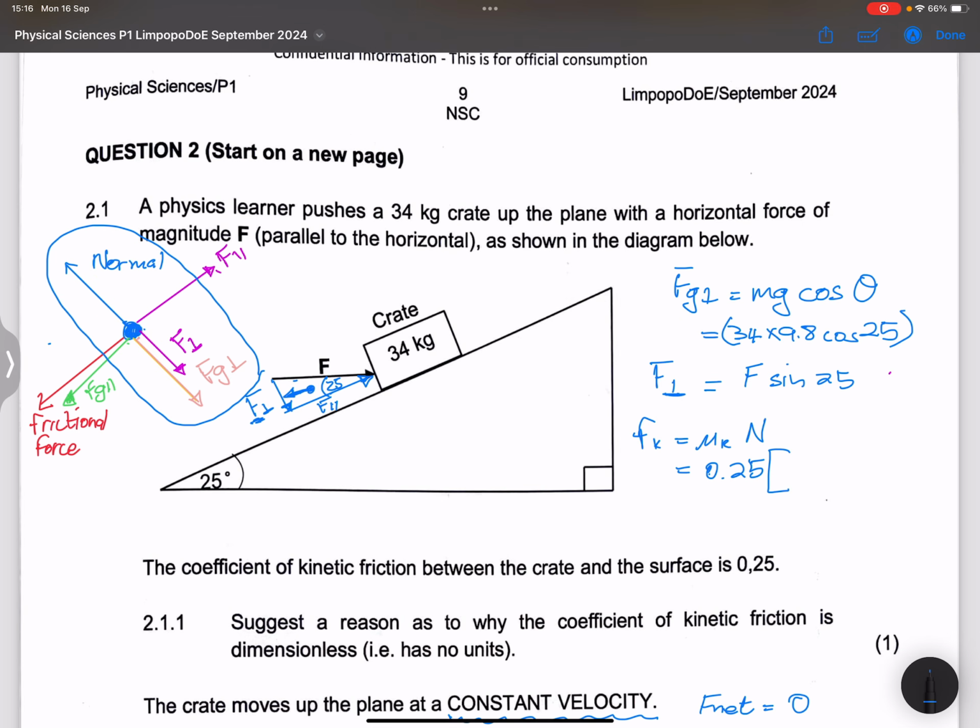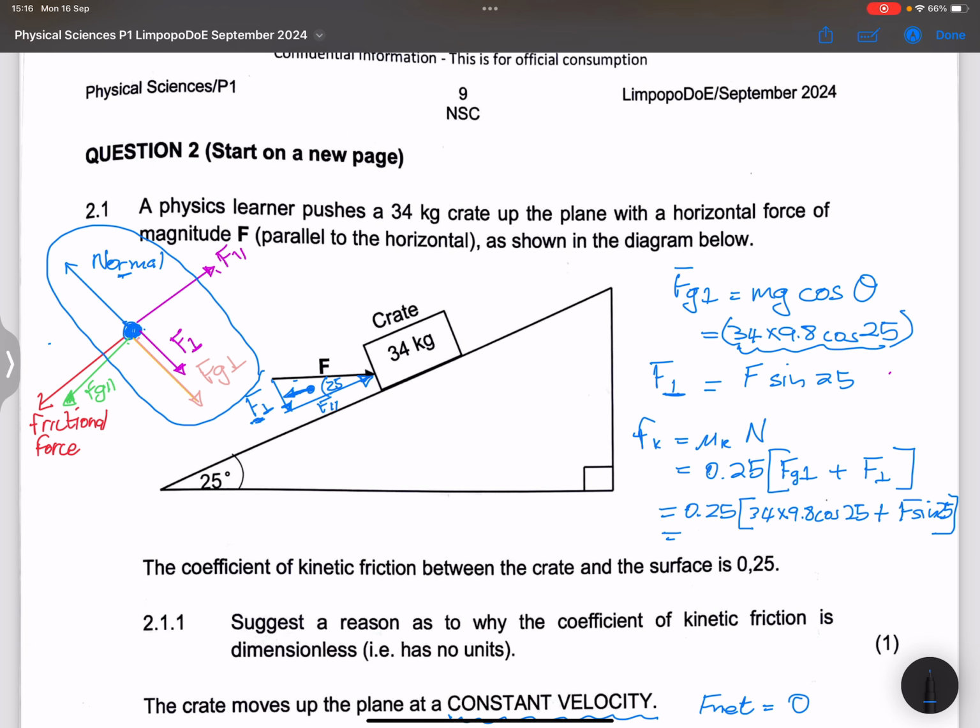So that will be 0.25 into, now note both forces are actually working against the normal force. So the normal force would be the sum of those two perpendicular forces. So this would be Fg perpendicular plus the perpendicular component of the applied force. Right, so 0.25 into, so we said that value there, 34 times 9.8 cos 25 plus F sine of 25.